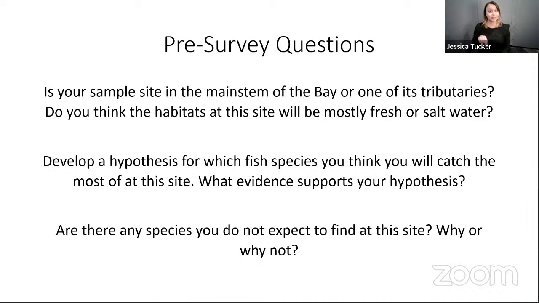This lesson plan includes 2 handouts for each part of the activity. So for part 1, students are first asked to answer these pre-survey questions on their handout before sorting their samples and counting the fish. So these questions really just ask students to think about where their sample is coming from. Is it mostly fresh or salt water? What kinds of fishes out of these 5 do you think you would find there? And again, that's based off of the introductory slides and the discussion that you do beforehand, before the activity.